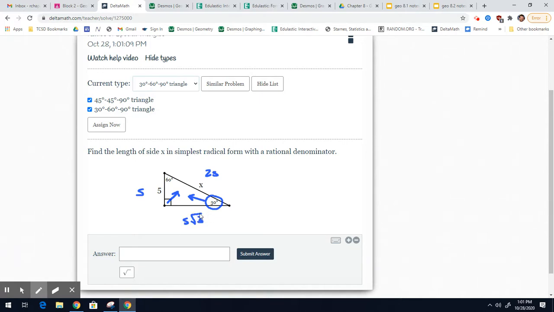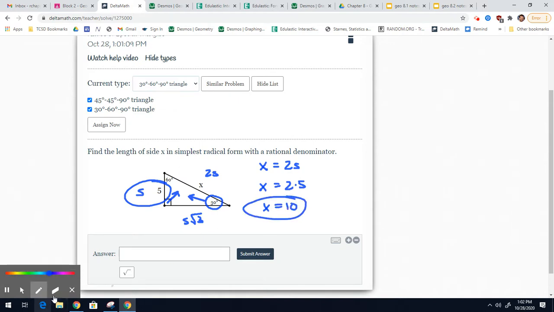Now, the downfall of Delta Math is that all these problems will look exactly the same in terms of how the triangle is shaped. You must be able to adapt if the triangle is turned a different way. Anywho, we want to find x. X is 2s, 2 times s. They gave us what s is. S is 5. Just plug it in. 2 times 5. And x is 10. Easy peasy, lemon squeezy, no time at all.